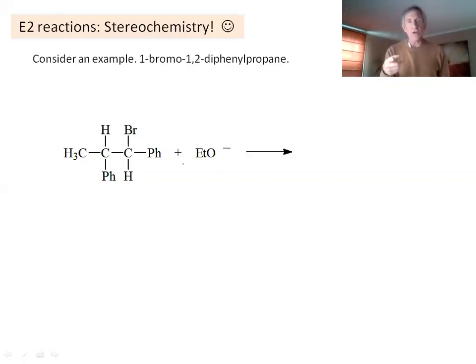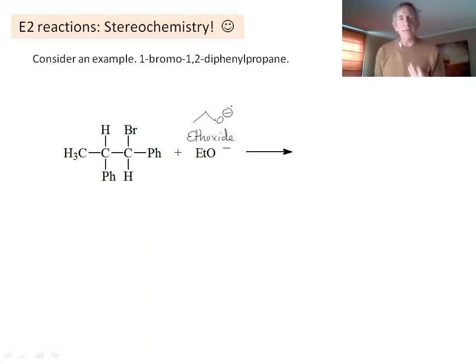I have a nice strong base. That Et is an ethyl group. This is known as ethoxide. Okay? This is a very strong base. I am ready to do either E2 or SN2.